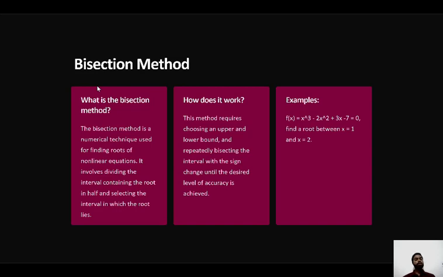Here, with the bisection method, we are finding the roots of nonlinear equations. It involves dividing the interval containing the root in half and selecting the interval in which the root lies. We take two bounds, an upper bound and a lower bound, and we bisect the interval until the sign changes, until the desired or required output comes. We are going to repeat this method.